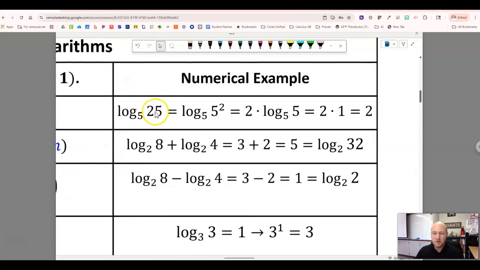And here is a numerical example of this. Log base 5 of 25. Well, if I can make this base 5, I can cancel these logarithms. So 25 is 5 squared, and I can move that 2 to the front, and now I have 2 times log base 5 of 5, which we have this identity property of logarithms that this is just 1. So essentially this is equal to 2. But that is the power property in play.